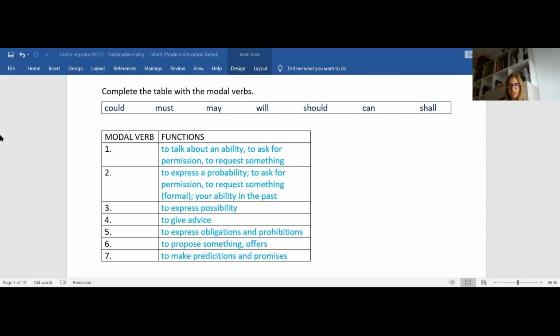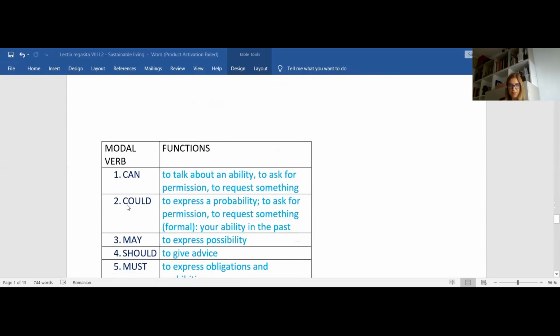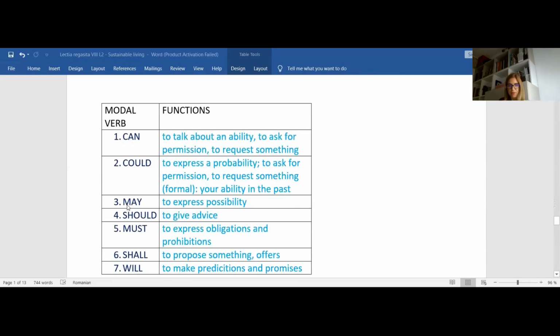And here are the solutions to this exercise. Of course, can is for abilities, like I can do math. Is for permission, can I use your mobile phone? Or when we want to request something, can you help me with my homework?